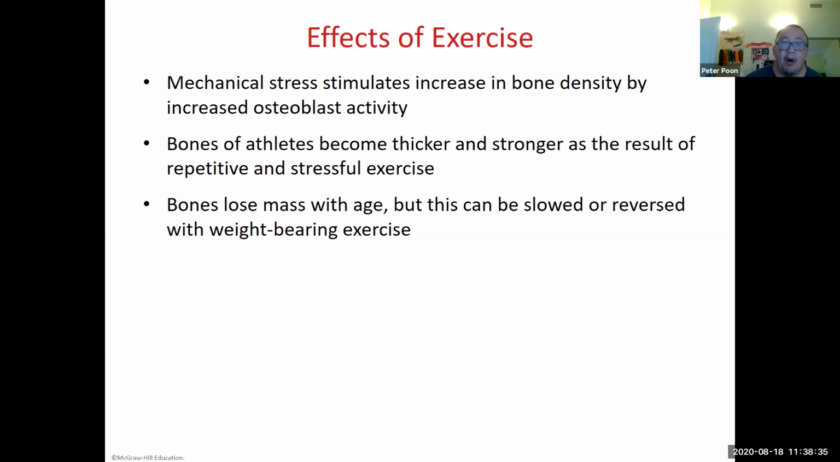Okay, bone loses mass with age, but this can be slow to reverse with weight-bearing exercise, and this is an important thing. This is why even the elderly population should be doing weight-bearing exercises.